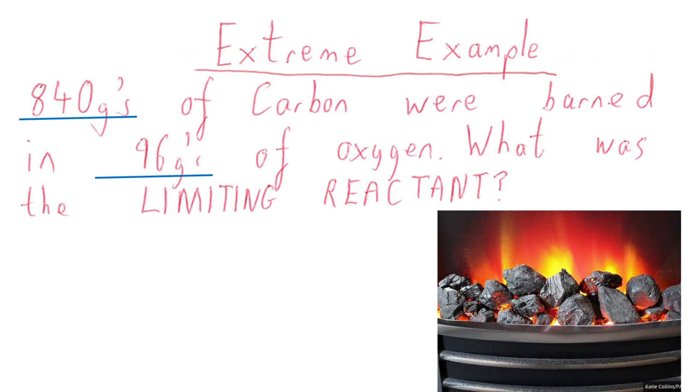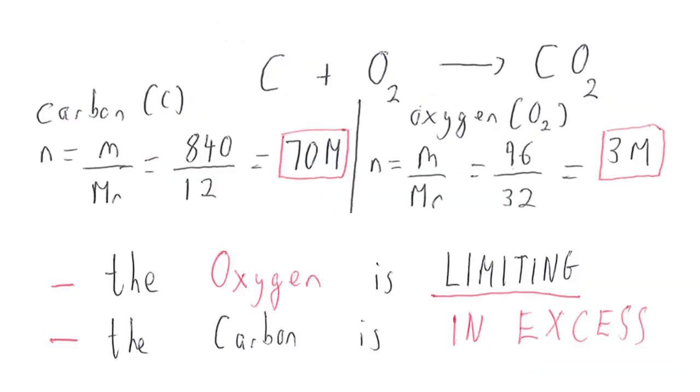Here's an extreme example. 840 grams of carbon were burned in 96 grams of oxygen. What was the limiting reactant? Well, I know off the top of my head it's going to be oxygen, but I'm going to prove it mathematically. I find the number of moles of both. Number of moles is mass over molecular mass. I got 70 moles of carbon, but only 3 moles of oxygen. That means once the 3 moles of oxygen are used up, there'll be 67 moles of carbon left over. The oxygen is limiting, the carbon is in excess.